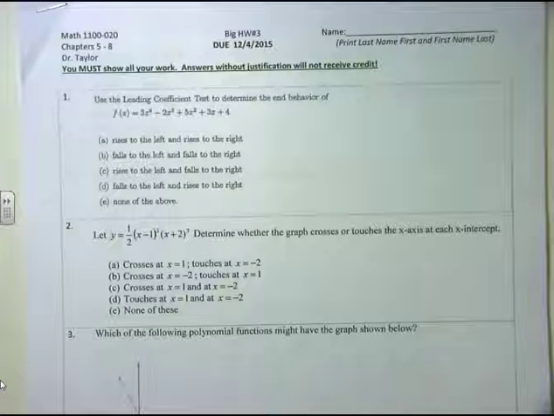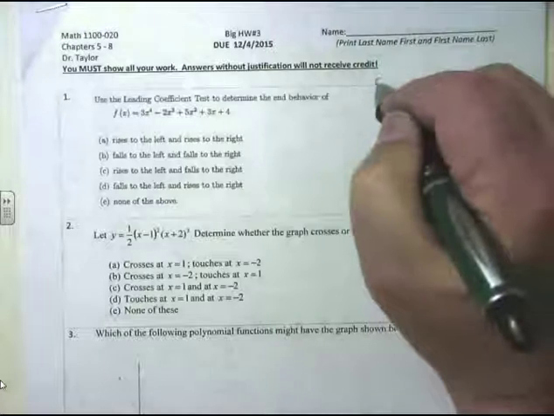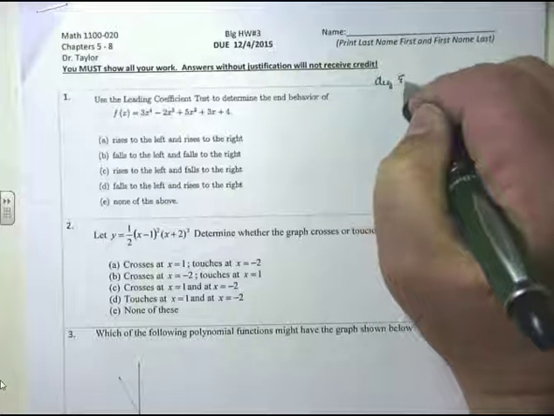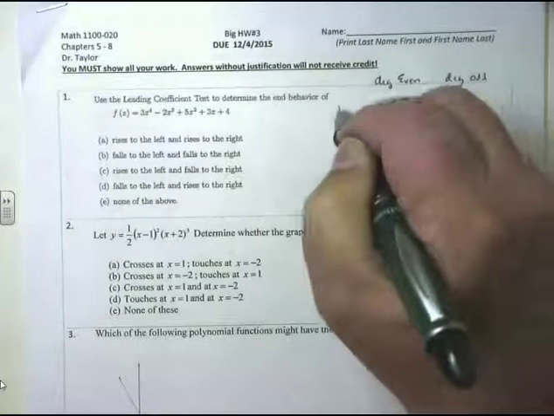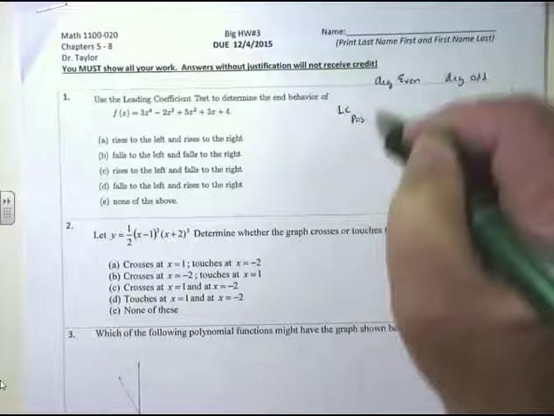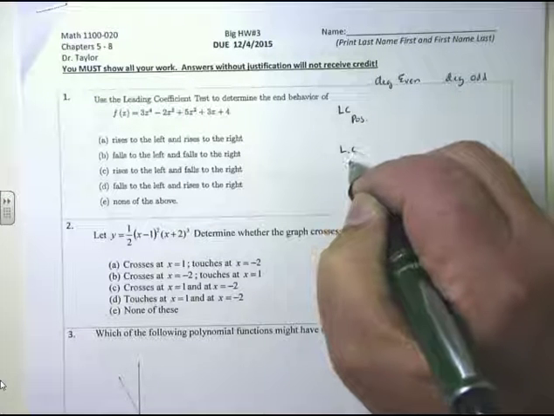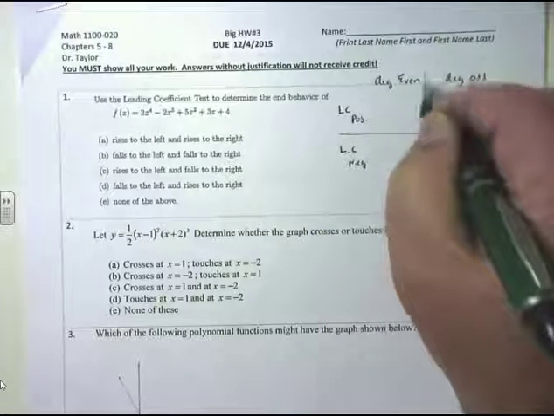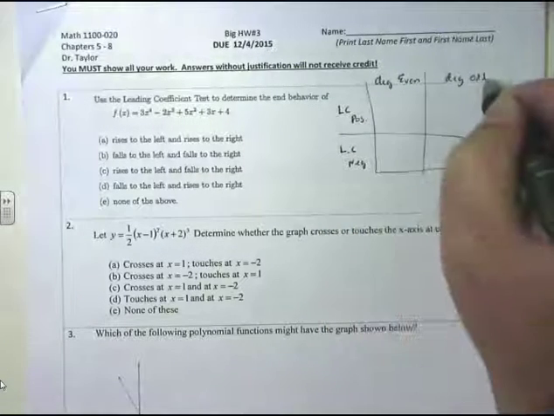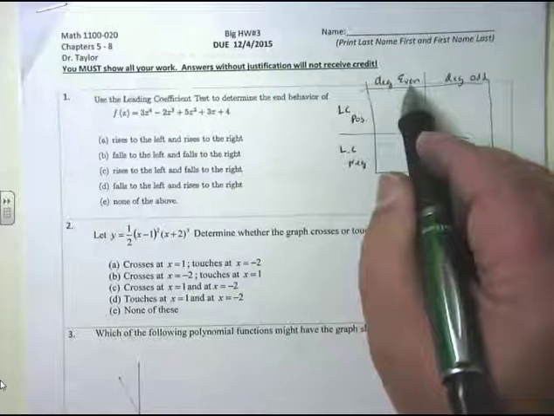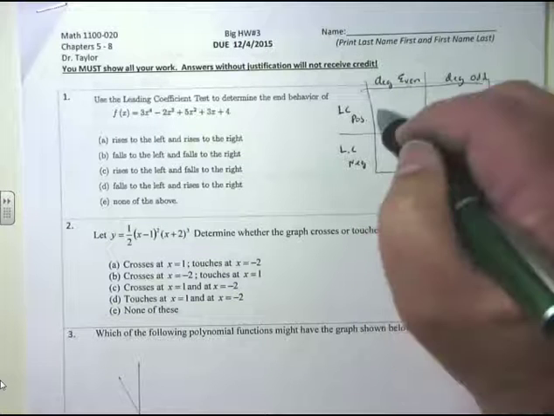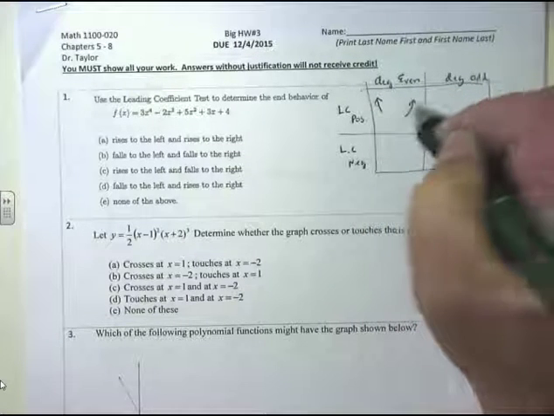It says this: using the leading coefficient test to determine the end behavior. Now, the end behavior was this. Remember, you have if the degree is even versus the degree is odd, and then the leading coefficient positive versus the leading coefficient negative. And this was the pattern of the end behavior here. So if the leading coefficient is positive and the degree is even, x to the 4, x to the 6, whatever, it's going to rise on the left and rise on the right. It'll be up and up.